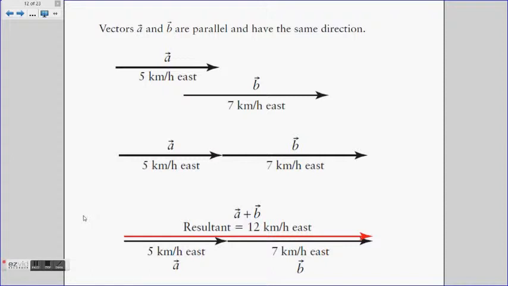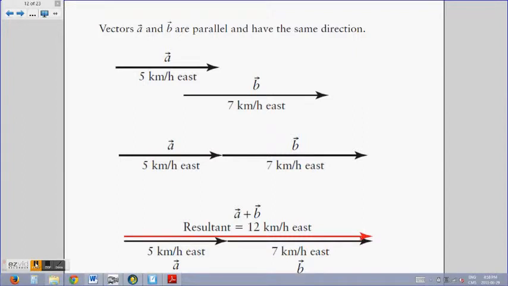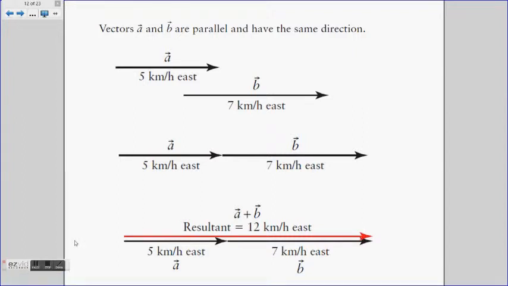Let's consider the case where we have two vectors that are parallel or have the same direction. So for instance, if we have a vector A and a vector B, notice that they are parallel or they are in the same direction. What we can simply do is move vector B or vector A such that they lie on the same line. The resultant is the vector from the tail of the first vector A to the tip of the second vector B.